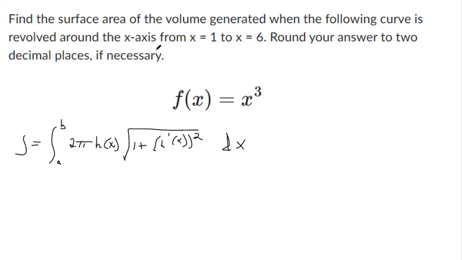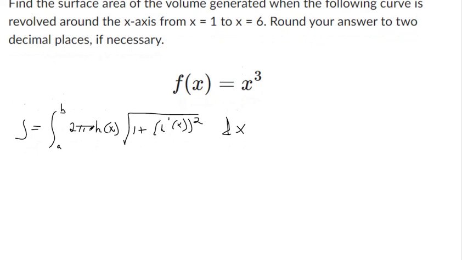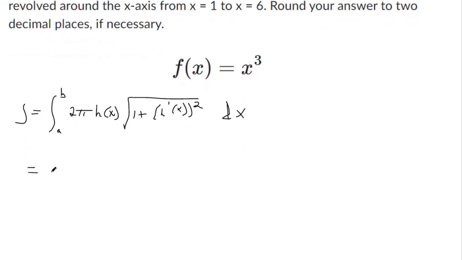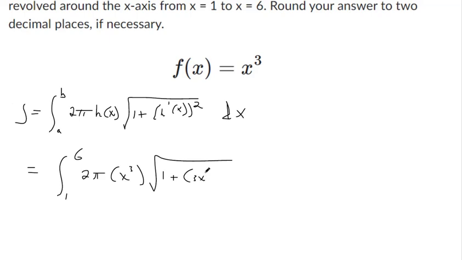We're asked to find the surface area generated when revolving the curve around the x-axis from 1 to 6. So from 1 to 6, the height in terms of x is x to the third, and then the derivative of x to the third is 3x squared. Then we need to square the derivative.